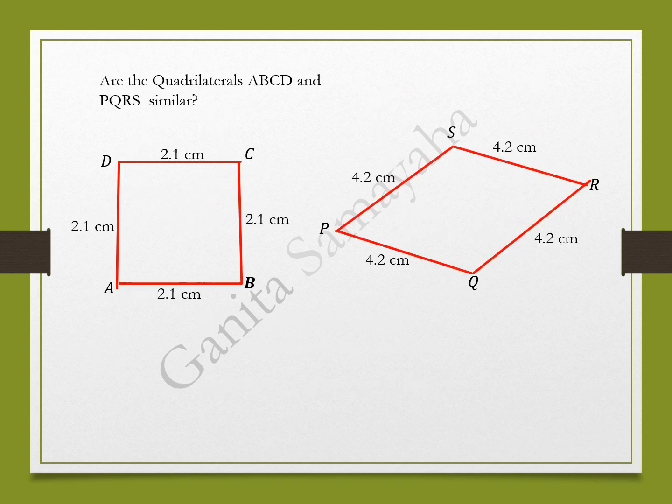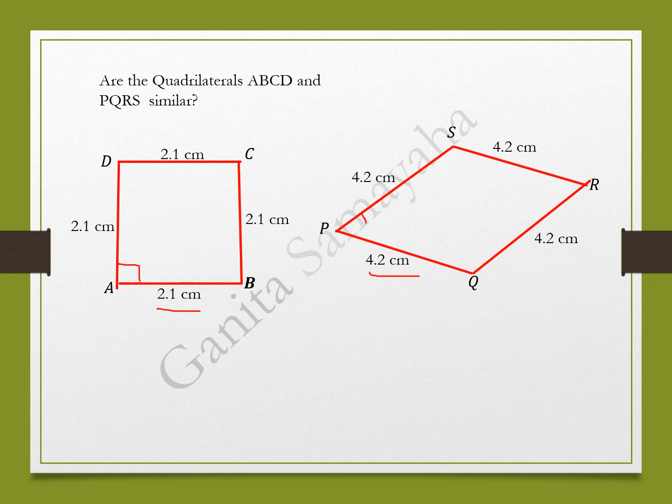Here we have two quadrilaterals ABCD and PQRS. When you observe the sides, each side of ABCD is 2.1 centimeters and each side of PQRS is 4.2 centimeters. So they are proportional. One condition is satisfied. What about the other one? This appears to be 90 degrees, isn't it, children? In the case of quadrilateral ABCD, all the angles appear to be 90 degrees. So this must be a square.